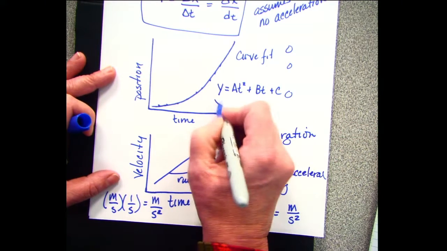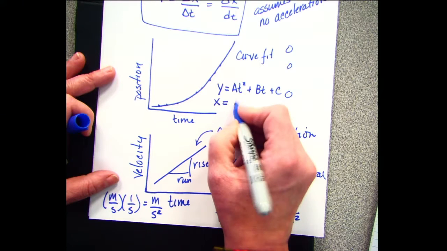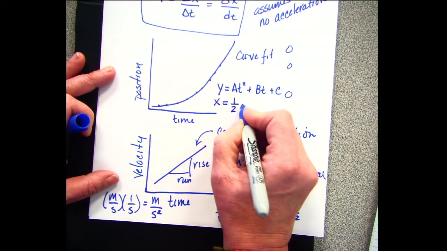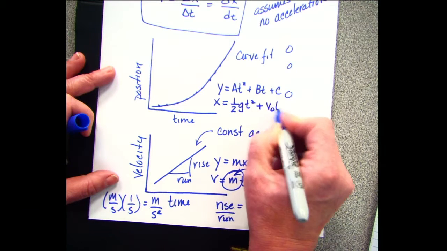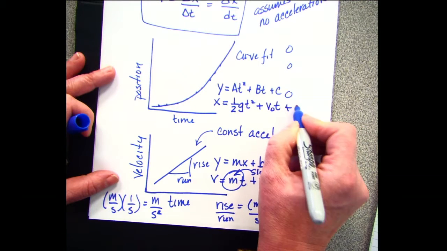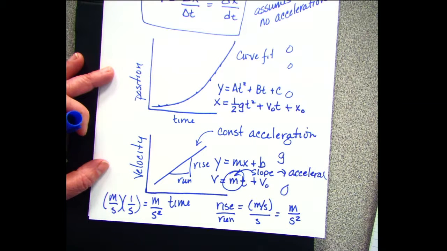Which means if I go over here, I get x is equal to something related to gravity, and we're going to show that it's 1/2 g t squared, plus whatever my initial velocity is times time, plus whatever my starting point is. So I can go back off of my graph and just plug it into my equation of motion.